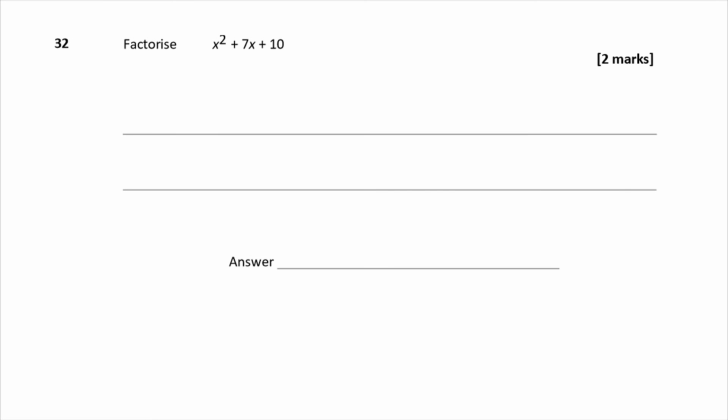Question 32, factorize x squared plus 7x plus 10. Okay, so when I'm factorizing a quadratic like this, I know it's quadratic because it's got an x squared term. I like to start with the number on the end, the 10, and I think about, well, what are the factor pairs of 10? Well, 1 and 10, 2 and 5, and that's it. Now, if this factorizes, then one of those pairs should add up to the number in the middle, and I hope you can see that 2 plus 5 is going to give me 7 in the middle.